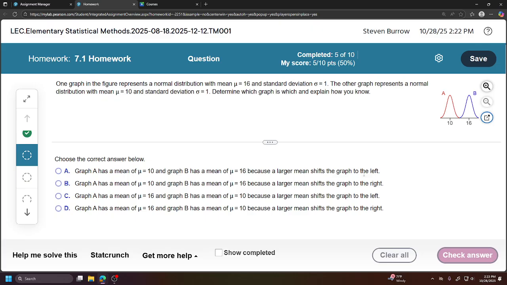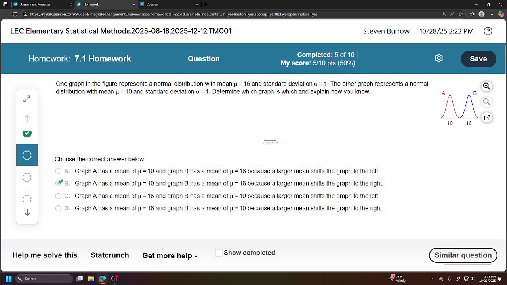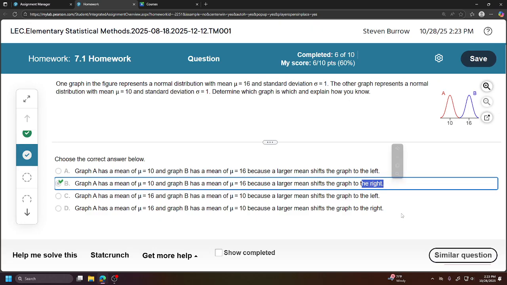And a larger mean because it's on the right side? Yeah. So it's a weird way of saying that same thing, right? A larger mean means on the right side. That's what they're trying to say. We already talked about that earlier. It's just a weird way of saying it.